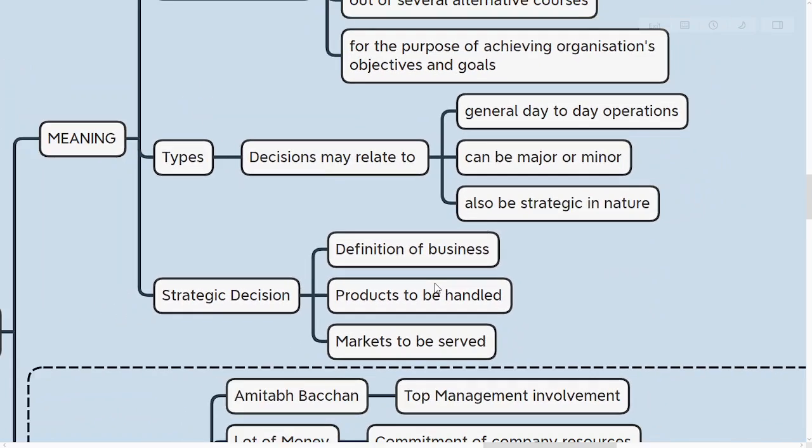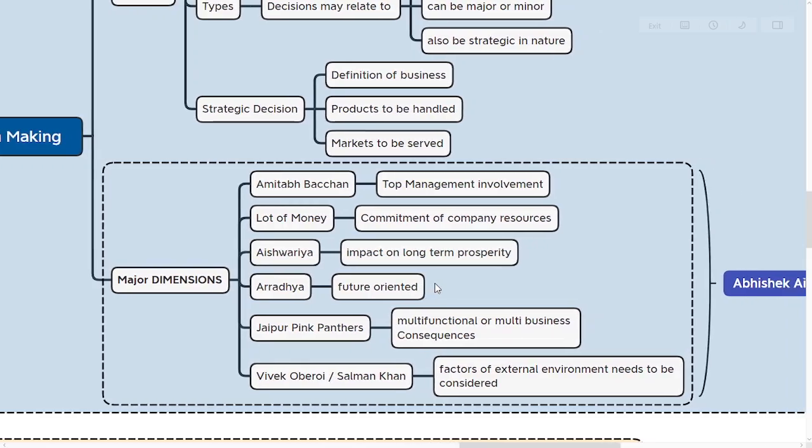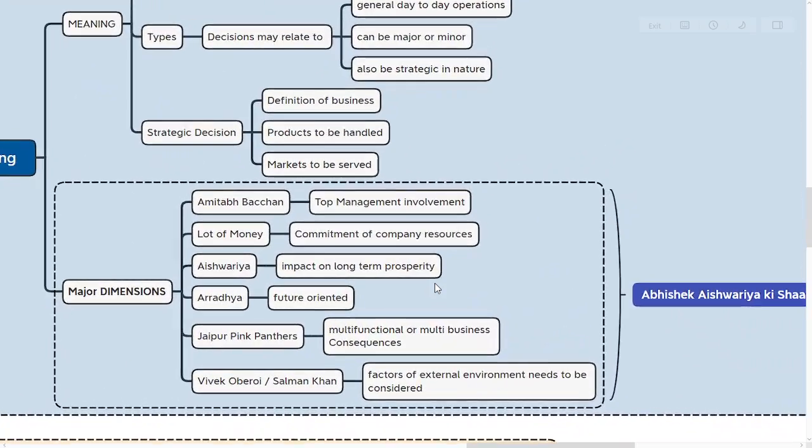Now, what comes under strategic decision? Definition of business, products to be handled, markets to be served, etc. Now the main answer: major dimensions or characteristics of strategic decision making.